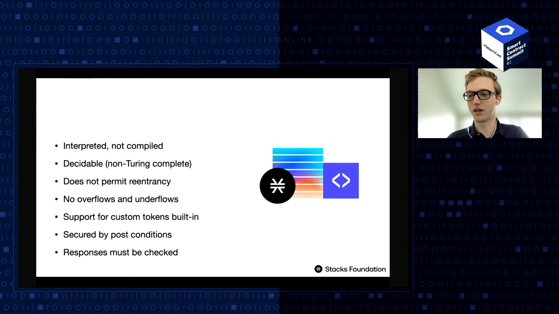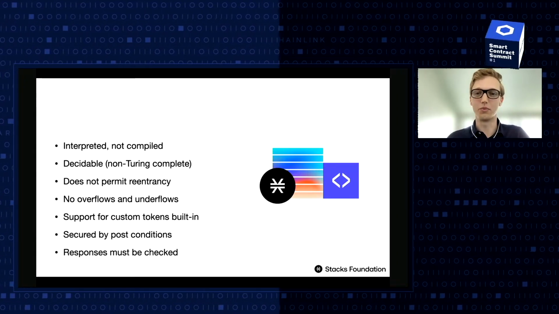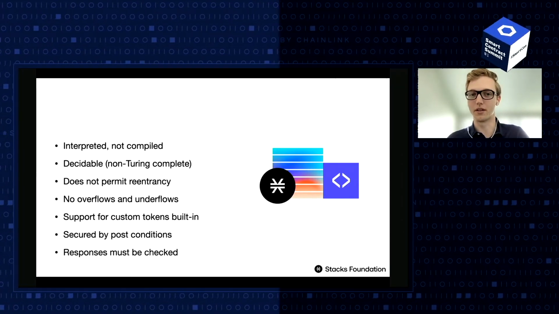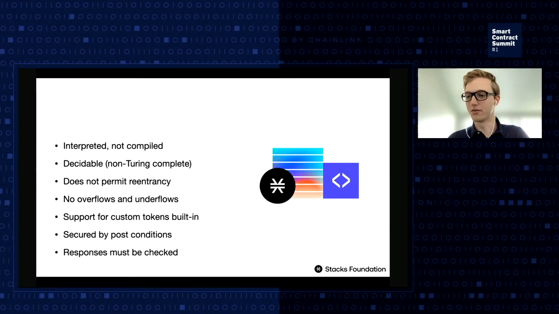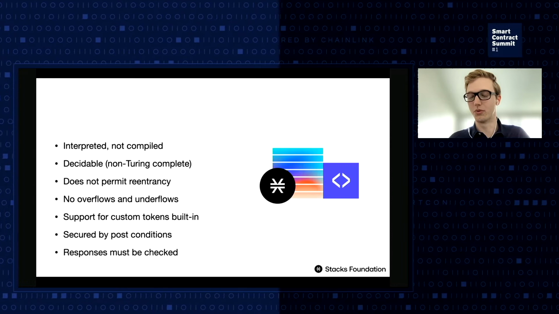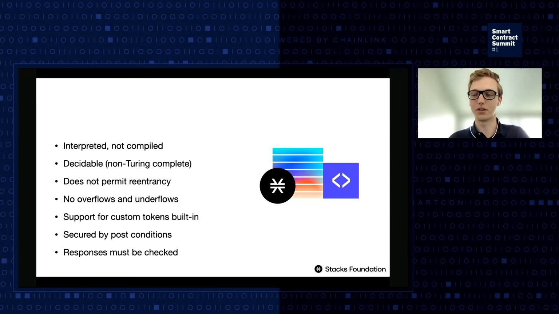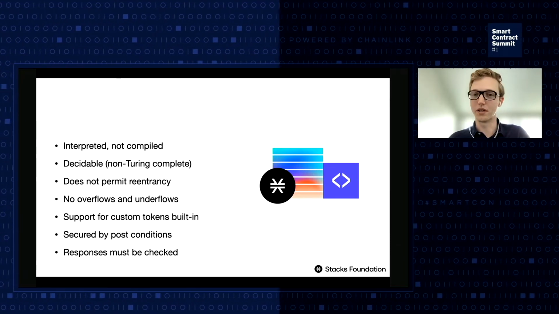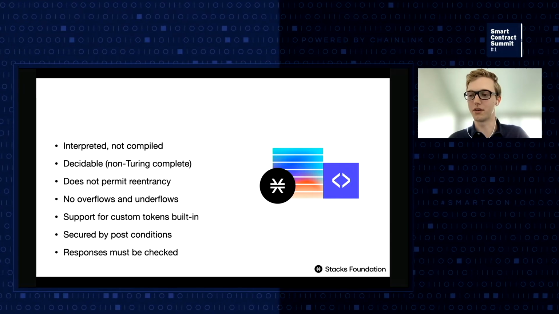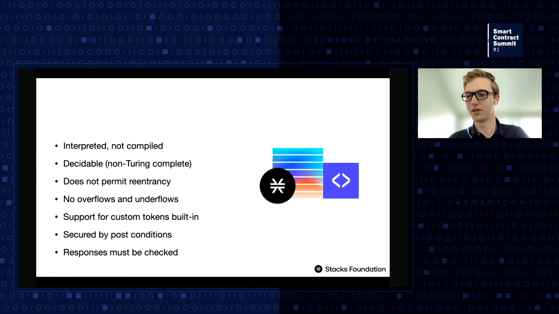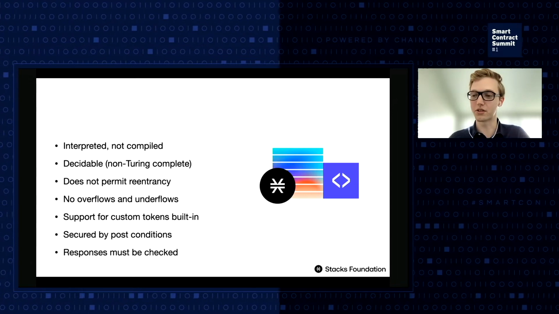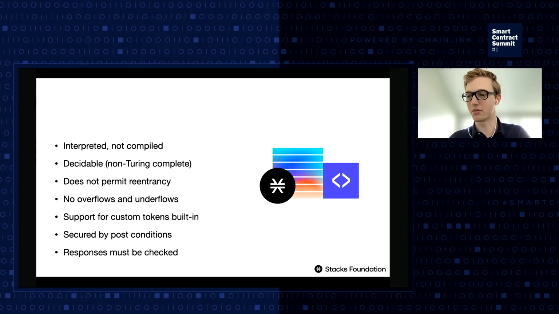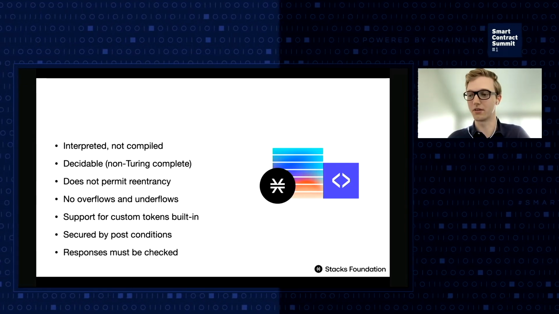Clarity also does not allow underflows and overflows. This will be detected on the language level, and if this happens, it automatically throws a runtime error and the transaction is reverted. Another feature of Clarity is that it has support for custom tokens built in. By custom tokens, I'm talking about your own fungible tokens, your own NFTs. This was pioneered on Ethereum, and Clarity thus has language support for these kinds of tokens. On Stacks as well, transactions are secured by post conditions. This was also briefly mentioned by Diwakar, but I'll talk about this a little bit later as well.